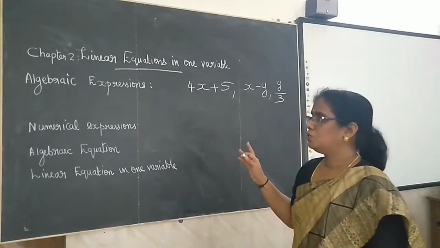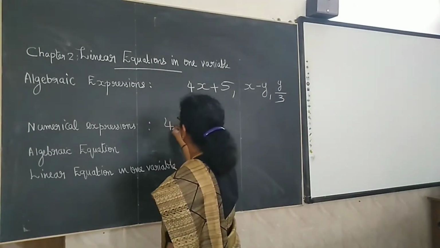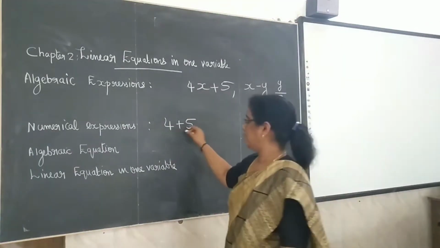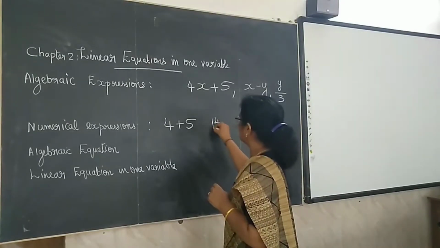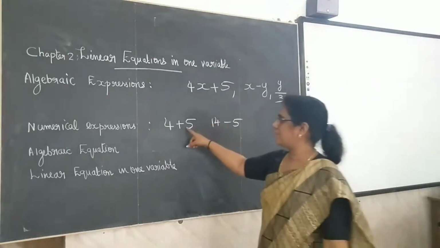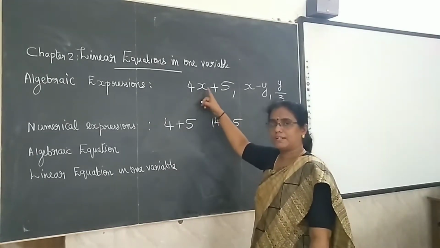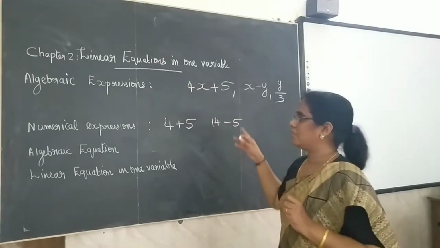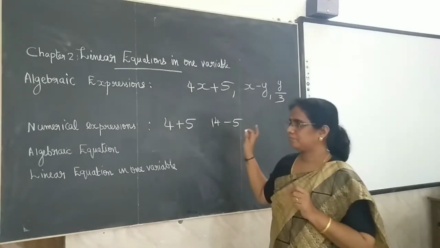Now next one is numerical expression. For example, for numerical expression is 4 plus 5. Here only numbers are used. Mathematical operations are used, but only numbers are there. So these type of expressions are called numerical expression. If there is any variable like x, y, z, then it is called algebraic expression. In algebraic expression, variables will be there. In numerical expression, only numbers.